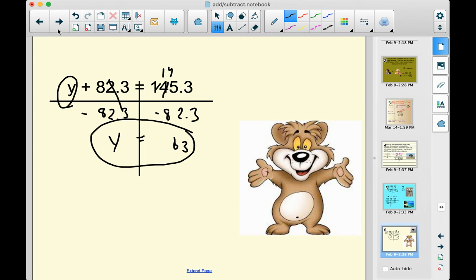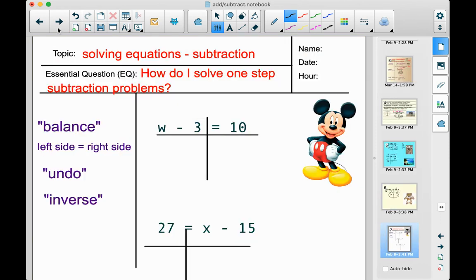Okay. Let's look at some subtraction ones. So again, same idea. We're trying to keep everything balanced. We're undoing what's been done to the variable by using the inverse operation. Those are some key terms you're going to hear a lot during these kinds of problems. So W is what I'm trying to solve for. I want to know what number W stands for. I'm going to undo subtracting 3 by adding 3. Okay, so that gives me W equals 13. If you check it, 13 minus 3 is 10. That is a true statement.